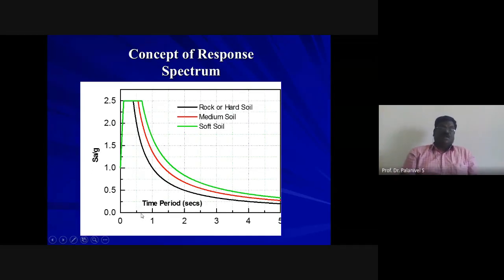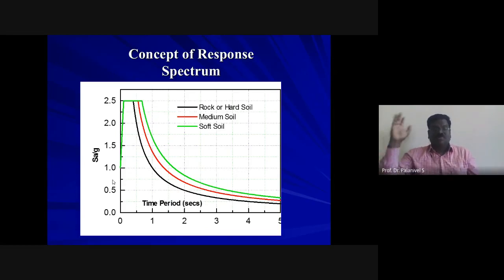Suppose the structure is a long period structure, for example a chimney or transmission line tower, whose time period is long. For one oscillation, when it vibrates, it takes maybe 1.8 seconds or 2 seconds or 2.2 seconds. Suppose it is 1.7 seconds, say 1.77, on medium soil. Then drastically the Sa/g value comes to only 0.75. So it attracts only less severe earthquake forces, right? So it is not vulnerable. Long period structures are not vulnerable to earthquake.